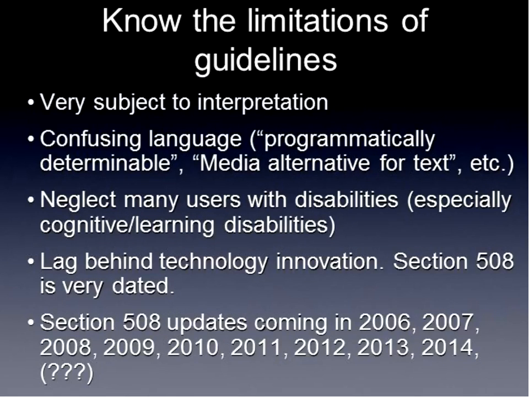It is important to know the limitations of guidelines. First, they're quite subject to interpretation. This is in many ways very applicable even to version 2.0 of the Web Content Accessibility Guidelines. Because they're more principles-based, they use this kind of ethereal, fuzzy, sometimes confusing language that is not technology-specific.